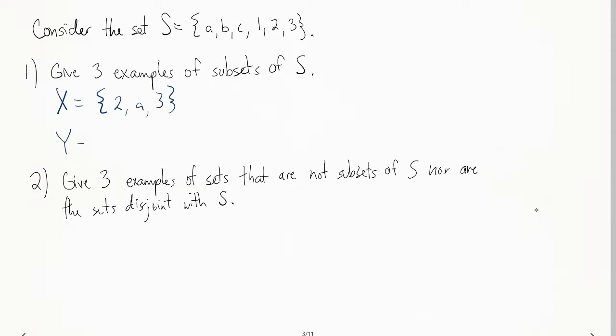If we did Y, for example, notice we could do, say, 4, oh, not 4, I'm sorry. Sorry about that, getting ahead of myself. Let's do B, C, 1, 2, 3. Notice all of those elements in Y also appear in the set S, so this is also a subset of S. If we try Z equals, now let's pick something kind of at random, let's do B and 3.